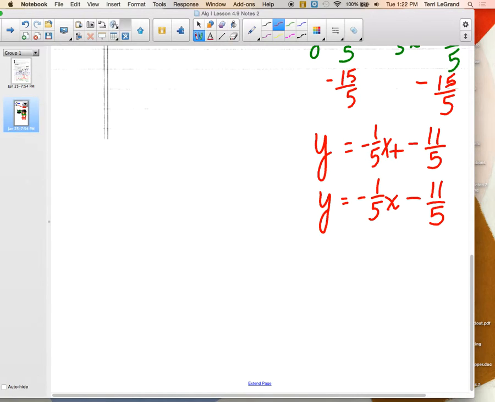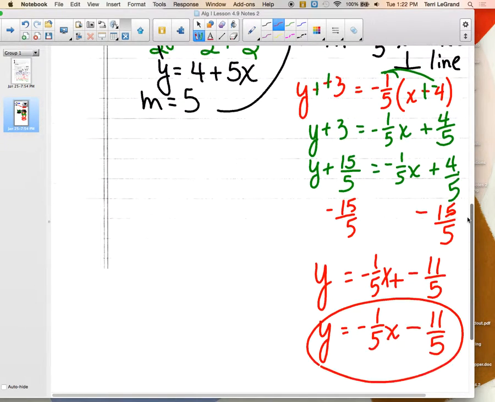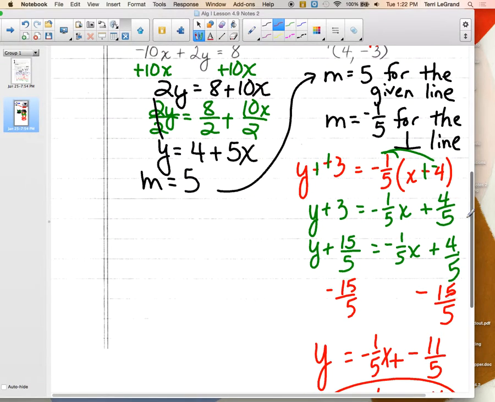What's another name you might see in an answer bank for 11 fifths? 2 and 1/5. What's another name you might see? What's 1/5 as a decimal? 0.2, so just 2.2. Okay, so here's our equation of our line that should be perpendicular to the given line that we never drew.